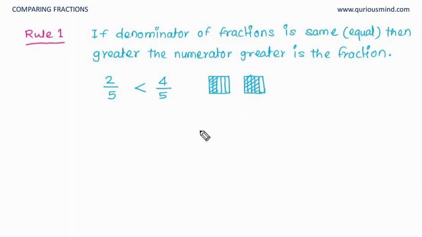Which one is greater? You can easily see because they are equal pieces. Size of the piece is equal because both are divided into 5. So the size of the piece, individual piece is equal, same. Then more the pieces, greater is going to be the portion. And that's what is our rule 1. Our rule 2 talks about if the numerators are equal.